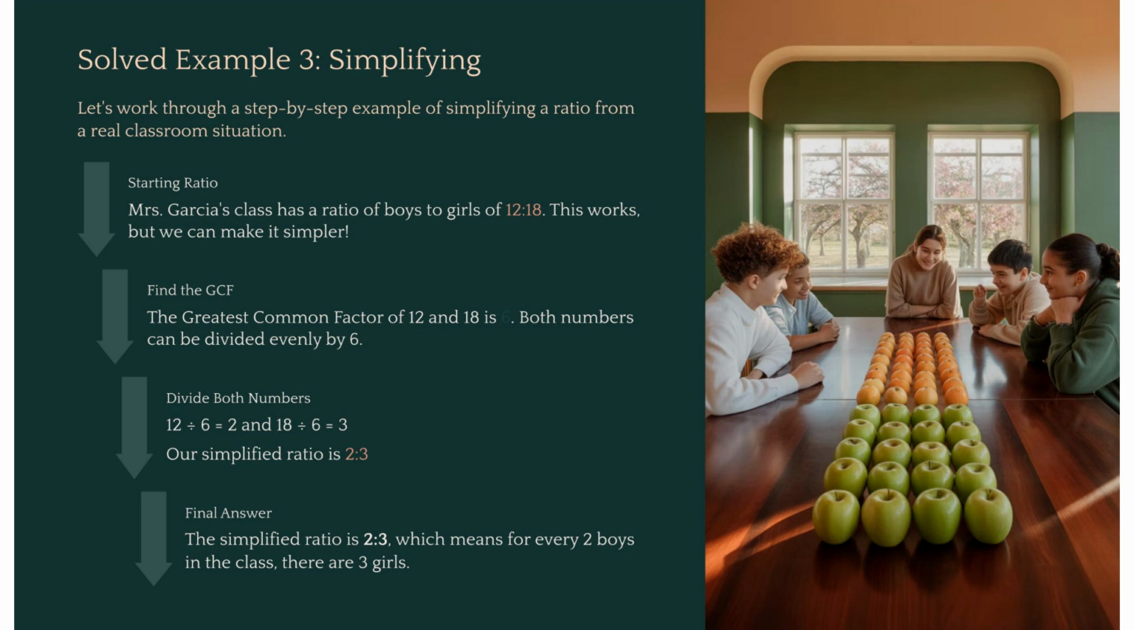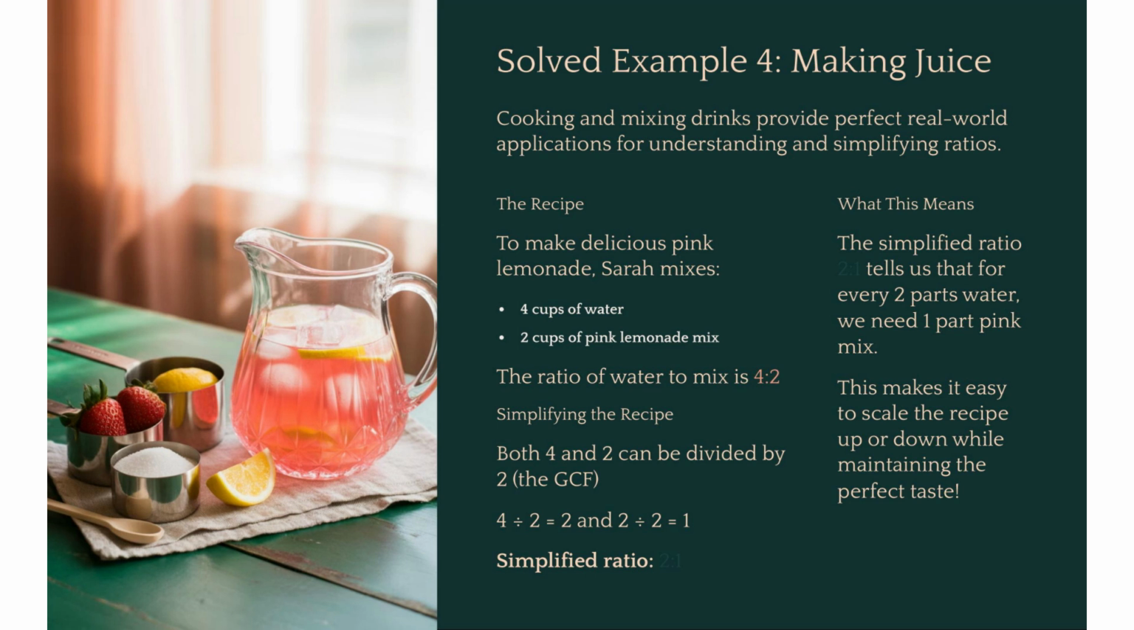This is the fundamental relationship. It tells us that for every 2 boys, there are 3 girls, and it's a much cleaner way to state the comparison. Ratios are especially important in cooking and mixing.